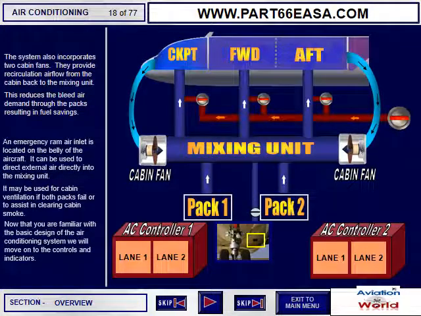An emergency ram air inlet is located on the belly of the aircraft. It can be used to direct external air directly into the mixing unit. It may be used for cabin ventilation if both packs fail, or to assist in clearing cabin smoke.